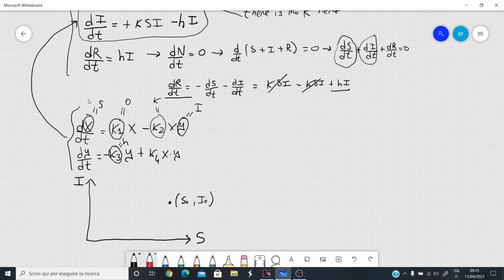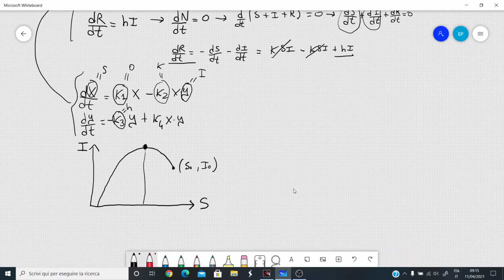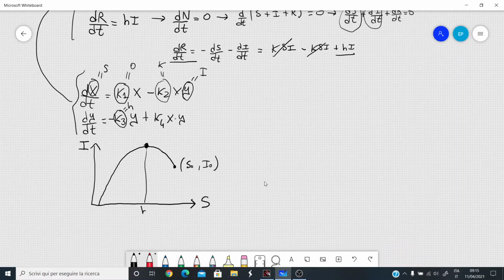This is the initial condition. And then, depending on where I start, the plot can be like this. At first, the number of susceptible decreases and the number of infectious people increases. And then I will go down and this will decrease like this. So there is a maximum here on this curve, and this maximum occurs at the point S equal to H divided by K. So we can show this also mathematically.